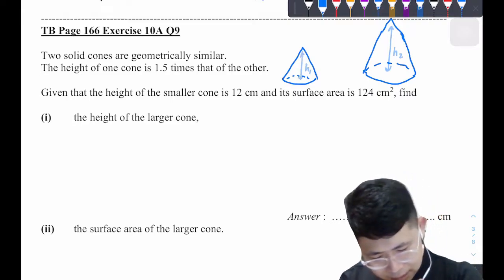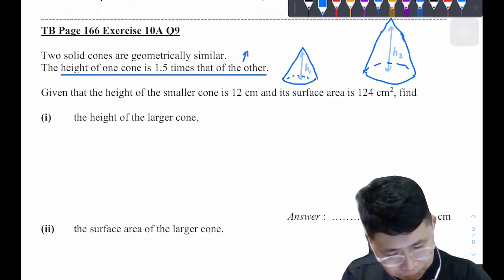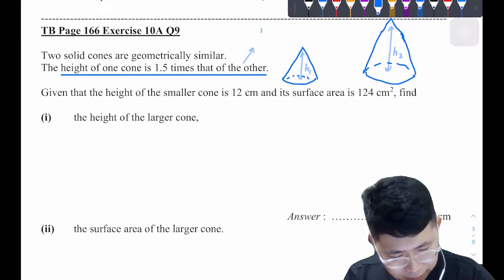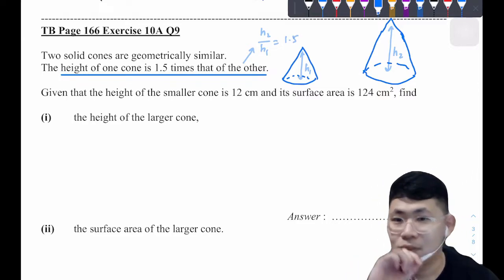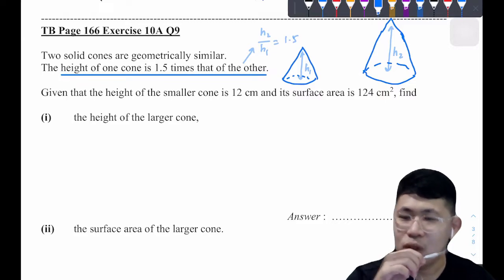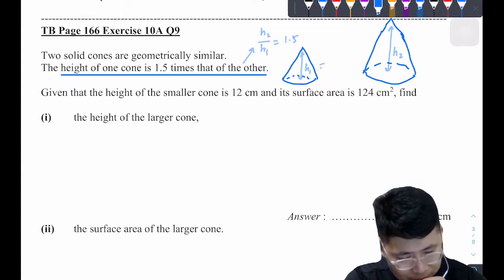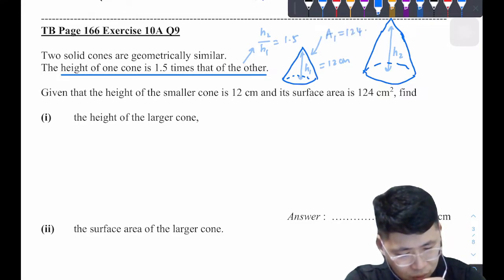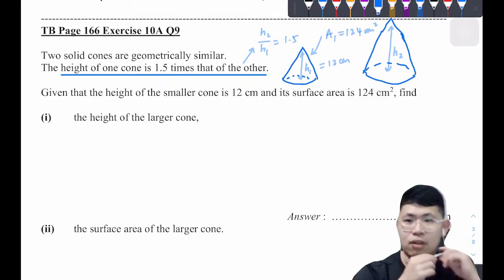So what this sentence tells us is that h2 over h1 is actually 1.5. Okay, 1.5 of the other. So h2 is 1.5 times h1. Given that the height of the smaller cone is 12 cm, we look at the surface area. The surface area is 124 cm square. Find the height of the larger cone and find the surface area of the larger cone.